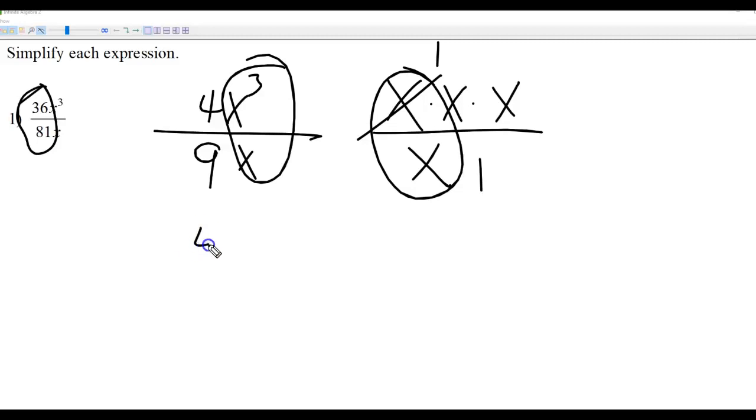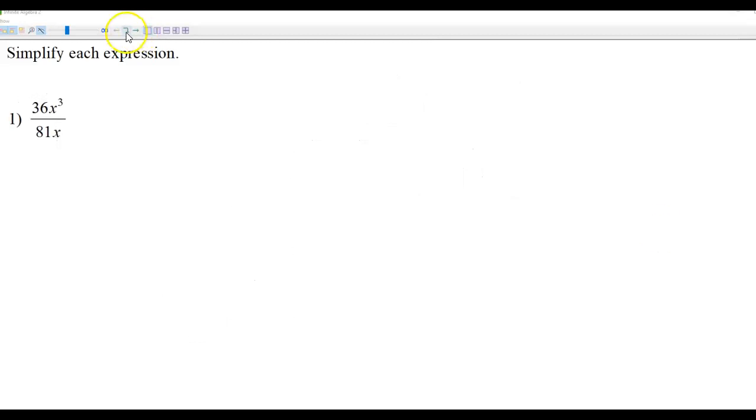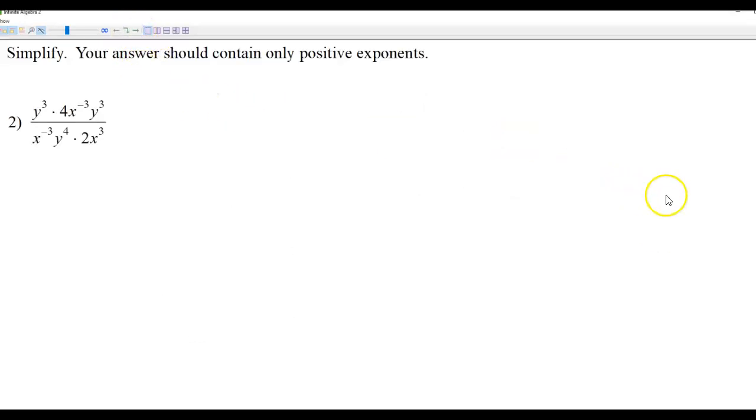So we have 4 with 2 x's on the top. And on the bottom we have 9 times 1, which is just 9. So there's our final answer for that. So basically just reducing is all we're doing on that first question. Let's go ahead and take a look at the next one. Next one a little bit trickier.